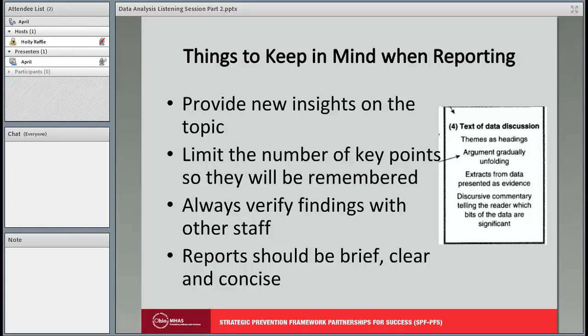You should always verify findings with other staff, and this is what we talked about being important to have multiple reviewers so that you can resolve inconsistencies and see another person's point of view and not impose your particular bias on the data. And your report should be brief, clear, and concise.